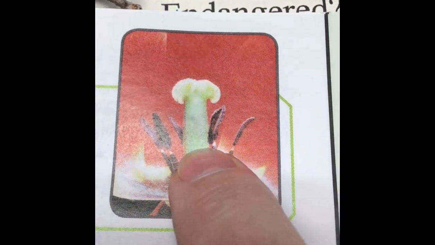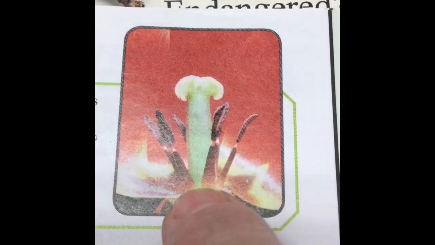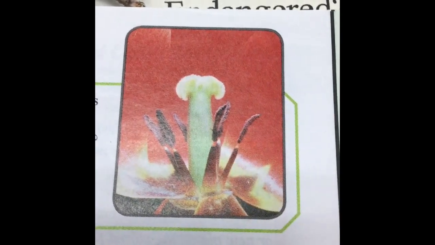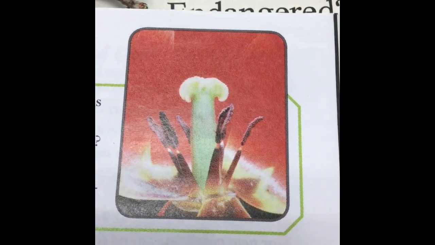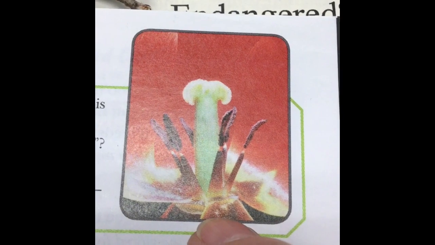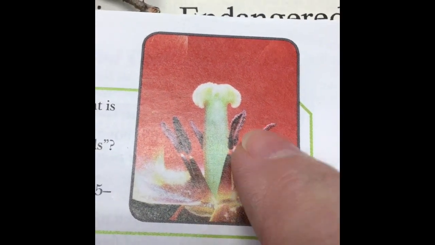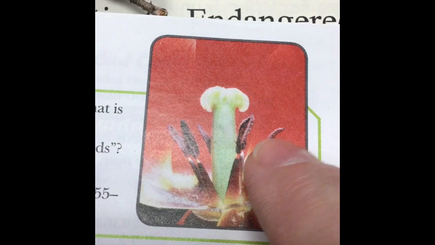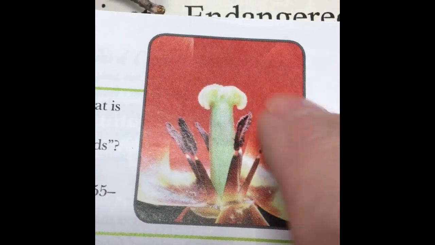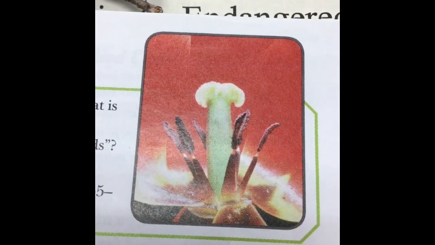We have the pistil right in the middle, which is the part that makes the seeds. We have the stamens, which are the part that has the pollen, and then the petals, of course, which are red, and I believe that's a sepal right there. Each part: the sepal protects the flower until it opens up, and the stamens have the pollen and help pollinate the plant. Then you have the pistil, which makes the seeds, and then the petals, which attract the insects or birds to pollinate.